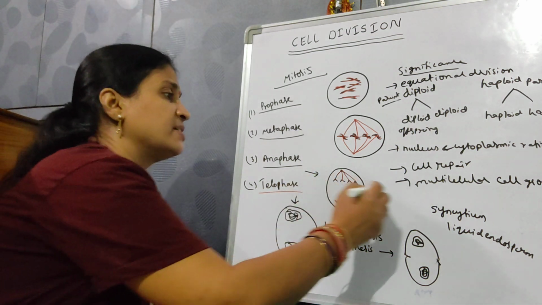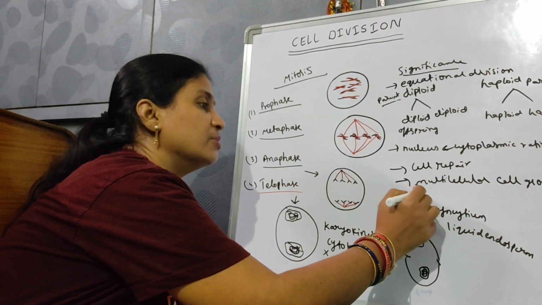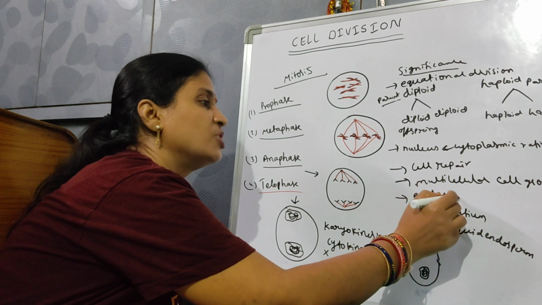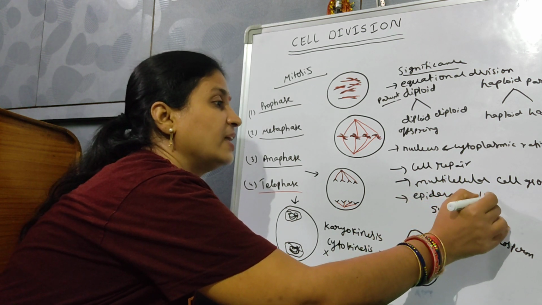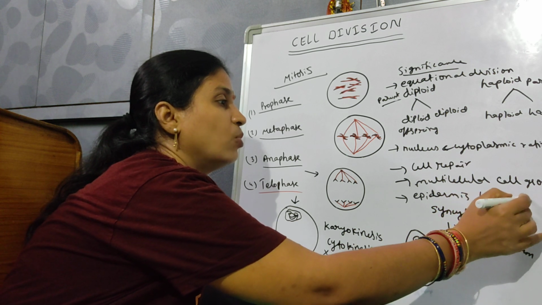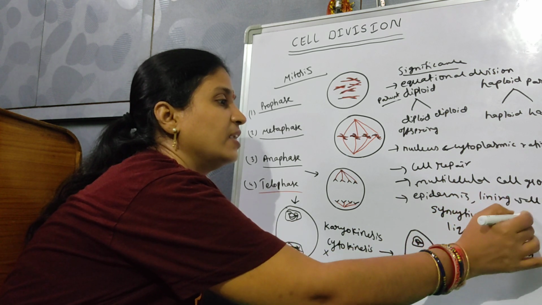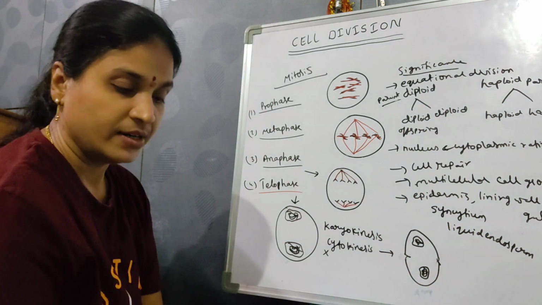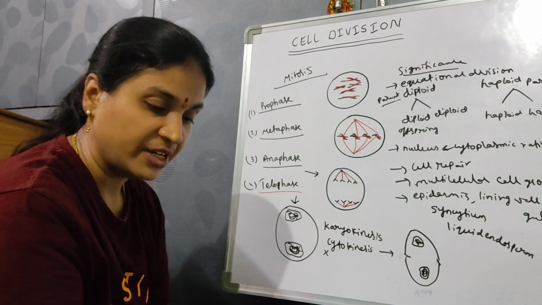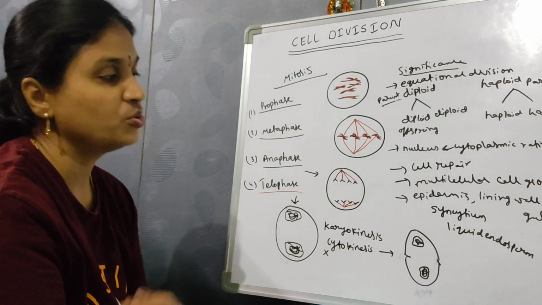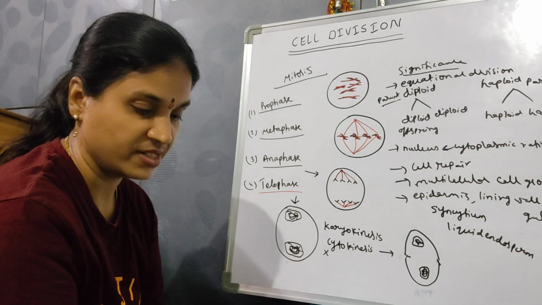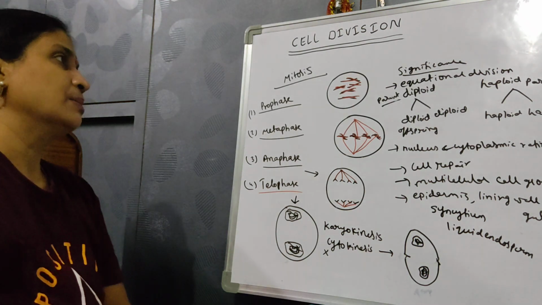Then it plays an important role in the epidermis for the formation of multilayered epidermis, the lining wall of the gut, then the upper layer of the epidermis of the gut, and blood cells. They get replaced and new cells are formed with the help of mitosis. This is about mitosis.